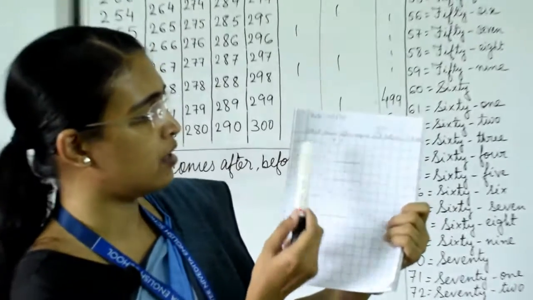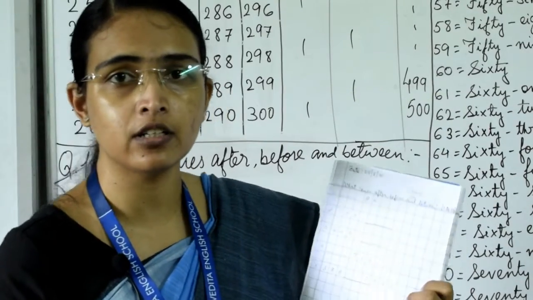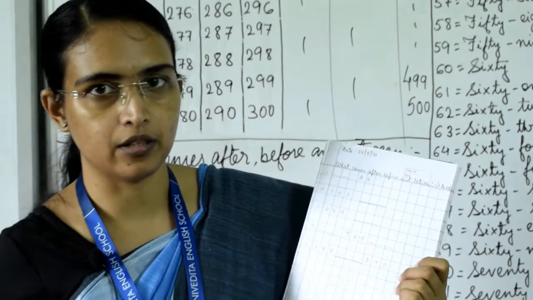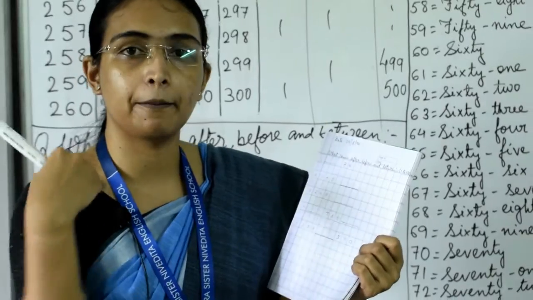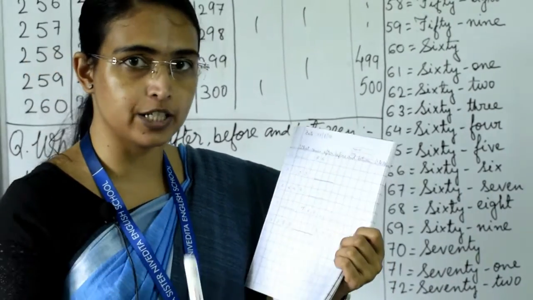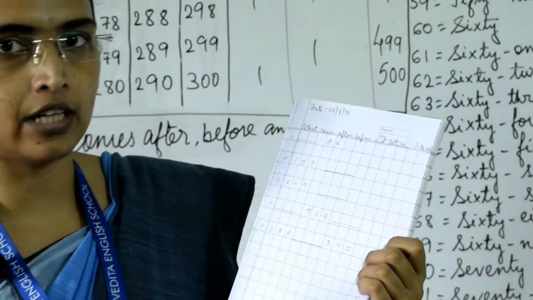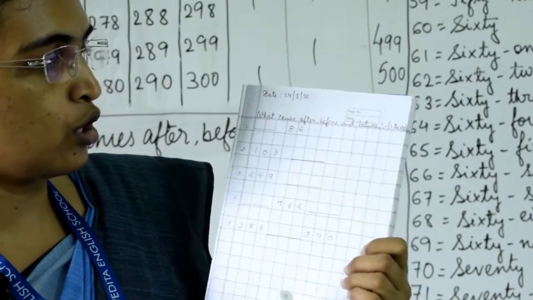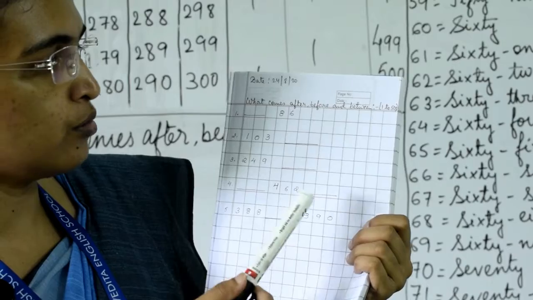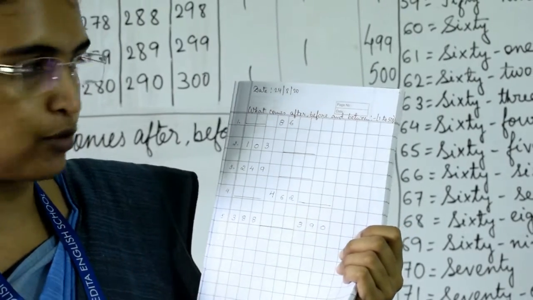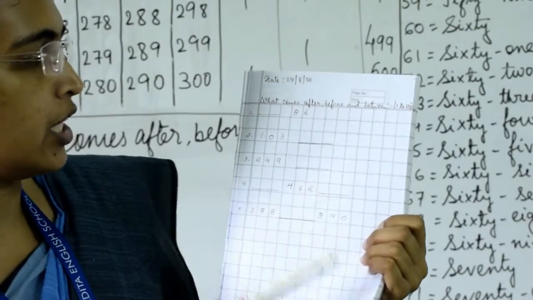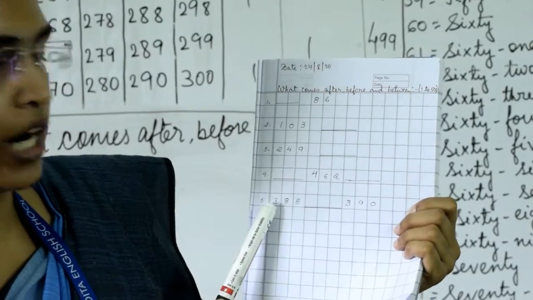So what is the meaning of after? After means बाद में. Okay. Before means पहले, and between means बीच में. Now we will know after, before, between. We have already done in our previous class. So today what we have to do? We have to do after, before, between from 1 to 500.